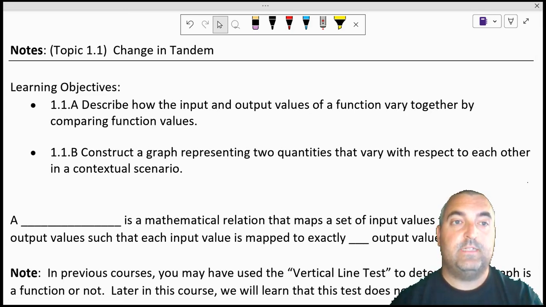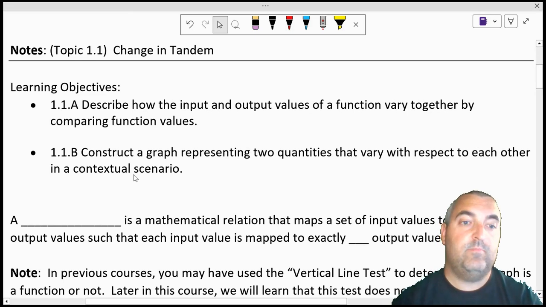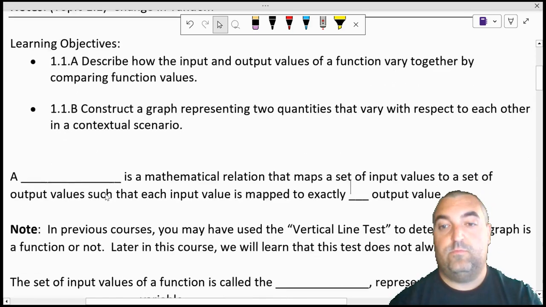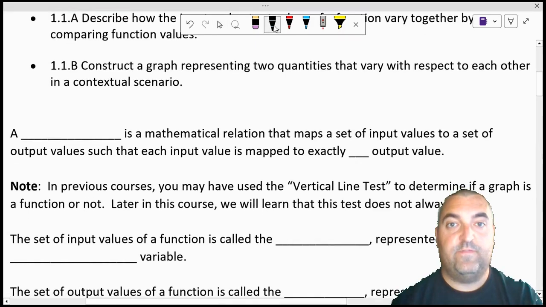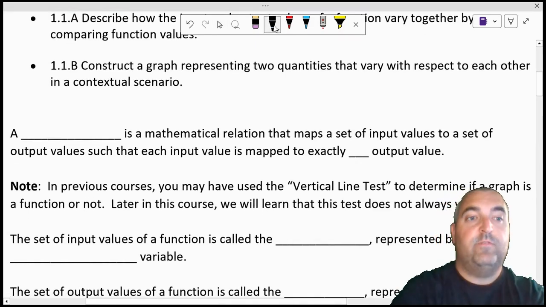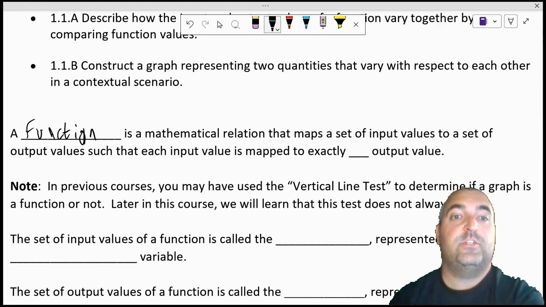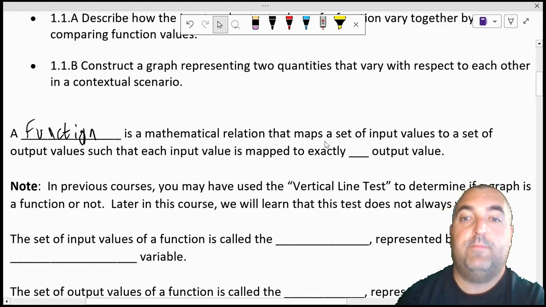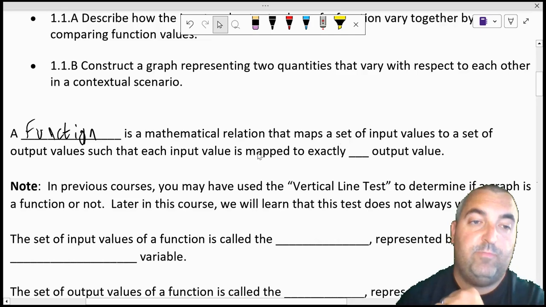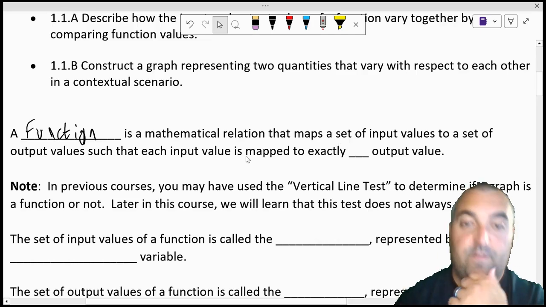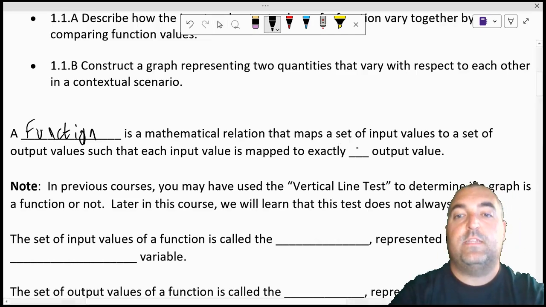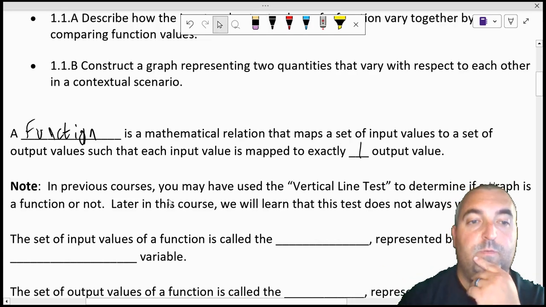Today we're actually going to look at topic 1.1, change in tandem. And this really deals with, and we'll look at the very first definition here, something you've dealt with in many other classes, which is a function. So I'm going to define it. A function is a mathematical relation that maps a set of input values to a set of output values such that each input value is mapped exactly to one output value.